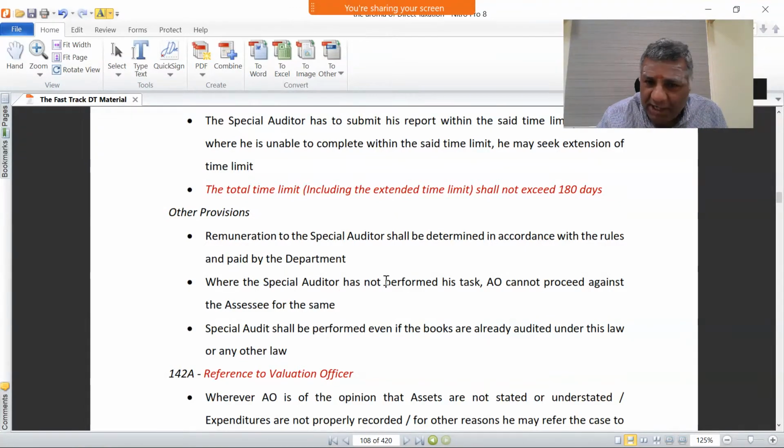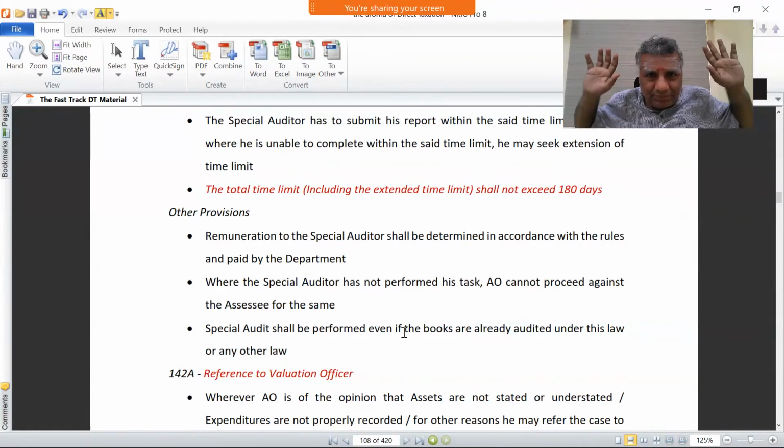Where the special auditor has not performed his task, the AO cannot proceed against the assessee. But if he has not performed due to the assessee's default, then only the AO can proceed against the assessee. Special audit shall be performed even if the books are already audited under this law or any other law. This is what I said.